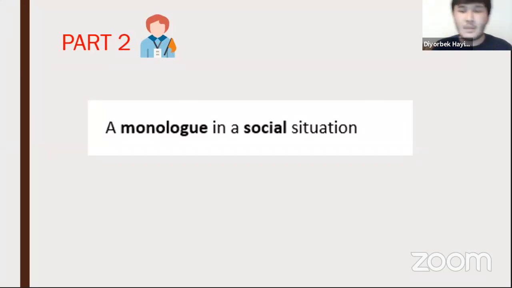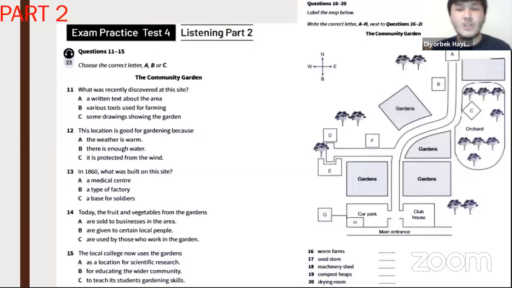a monologue. And you usually will have either multiple choice and a classification, and the second part of part two is always, almost 100% of the time, going to be maps. So you need to know maps.